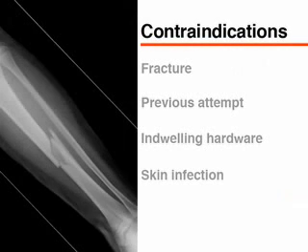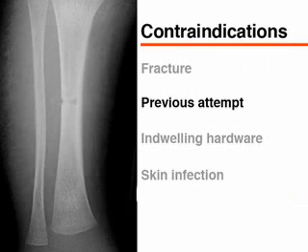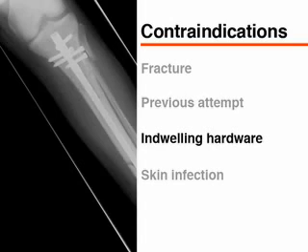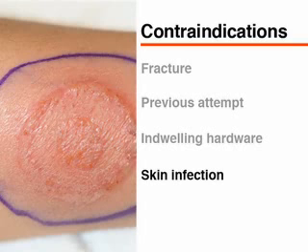Intraosseous access should not be attempted in any bone with a suspected or known fracture, or proximal to a site of fracture, or in a bone in which a previous attempt was unsuccessful. Indwelling hardware from a previous orthopedic procedure may prevent successful cannulation in that bone. The presence of skin or soft tissue infection is a relative contraindication.